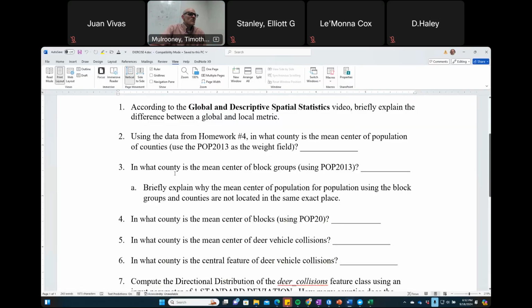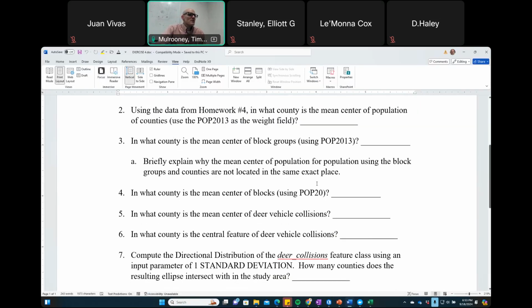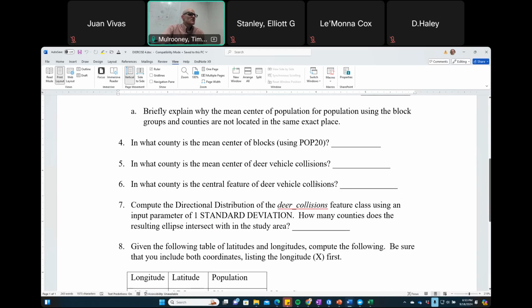So briefly explain why the mean center of population from using the block groups has changed. And then in what county is the center of blocks? You can go through and calculate that.